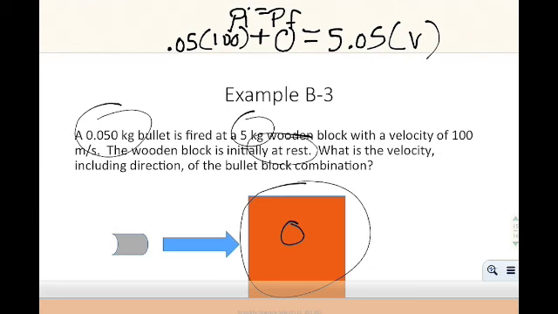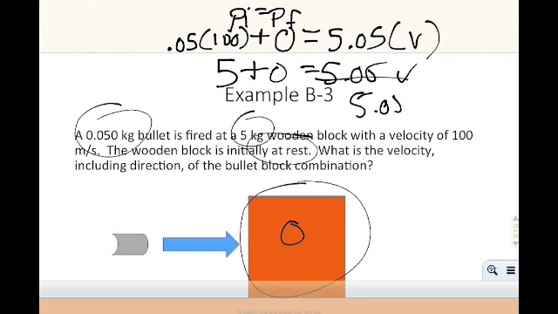So when you multiply this out, you're going to have 5 plus 0 equals 5.05v. You're going to divide both sides by 5.05. And when you divide both sides by 5.05, you're going to end up with something really close to 1. And it ends up being a velocity of about 0.99 meters per second.